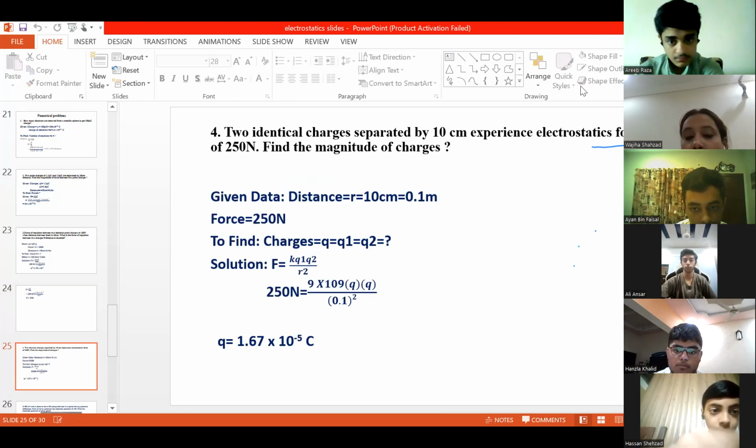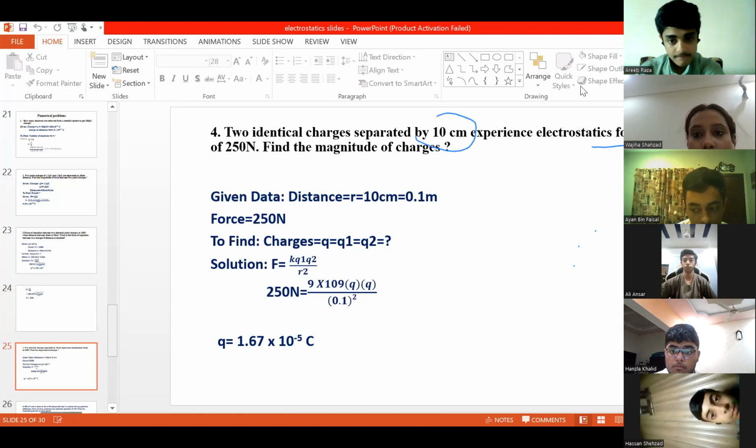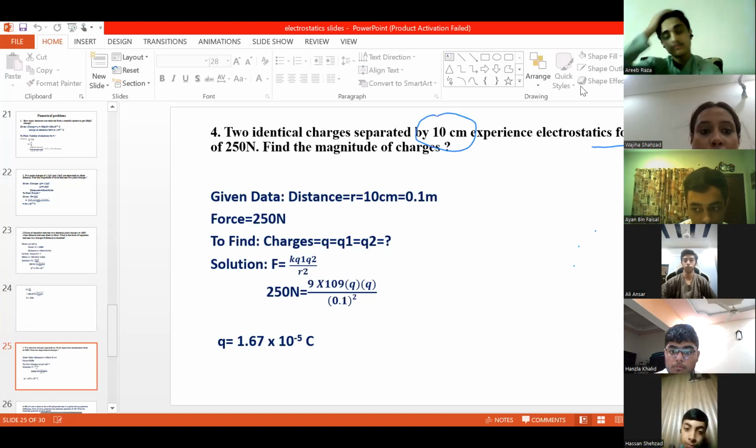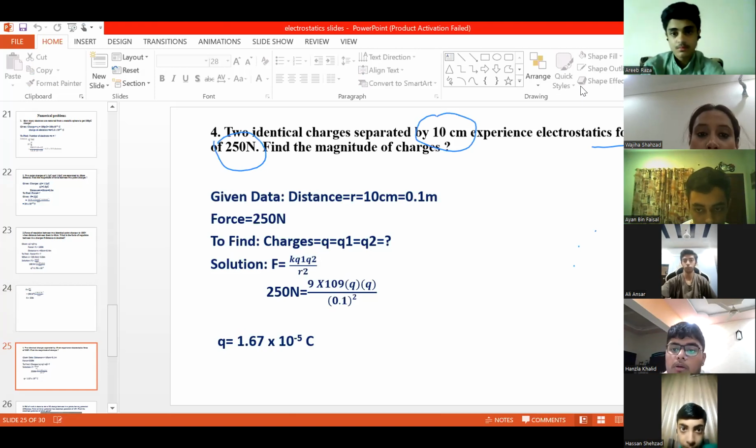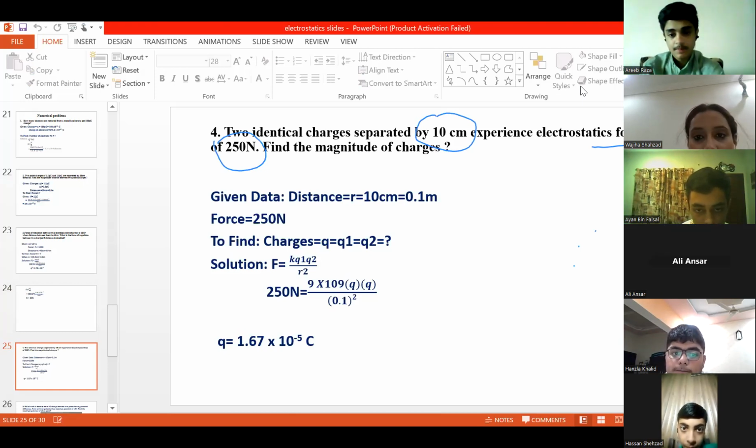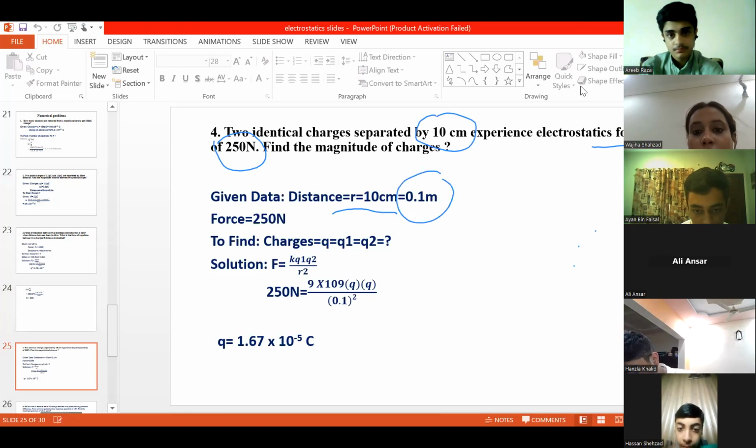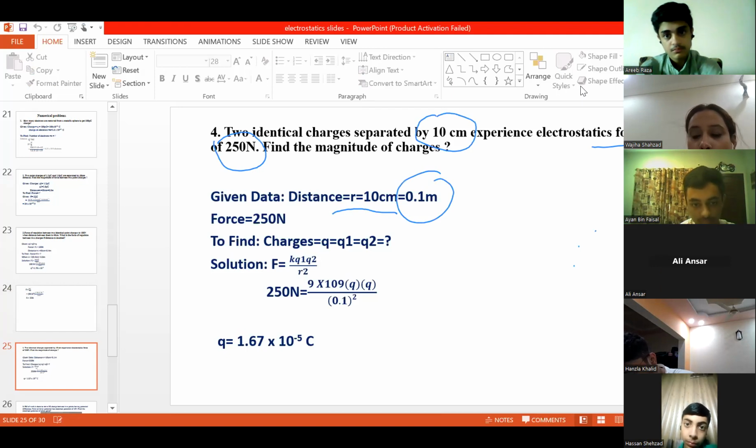So problem number 4 is: two identical charges separated by 10 centimeter experience an electrostatic force of 250 Newton. Find the magnitude of the charges. The two means that the charges are identical and the distance R is 10 centimeter. If we divide 10 centimeter by 100, it is equal to 0.1 meter. Okay class, are you getting it? So force is given to us.